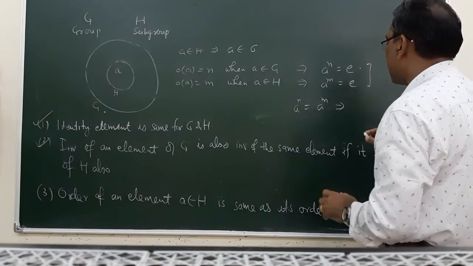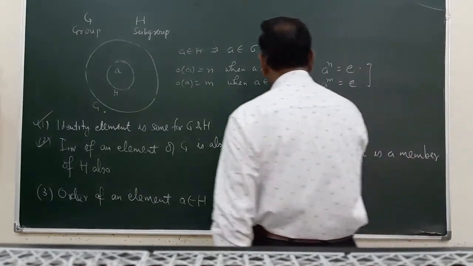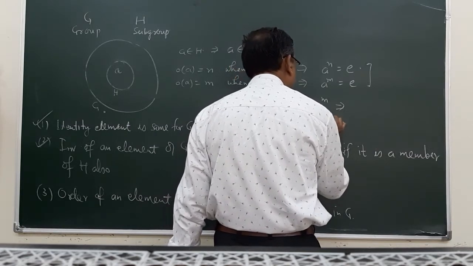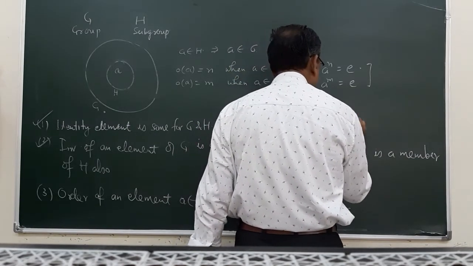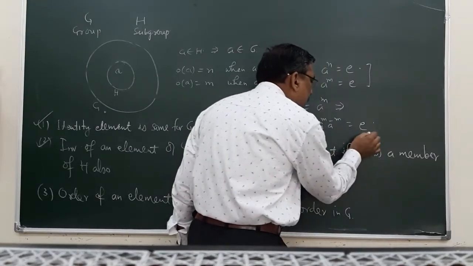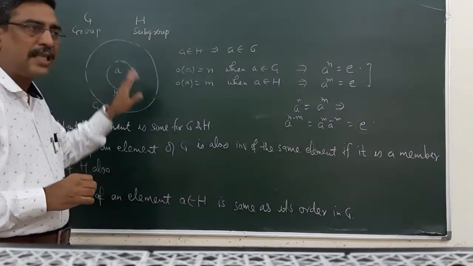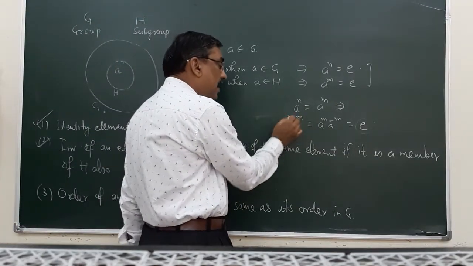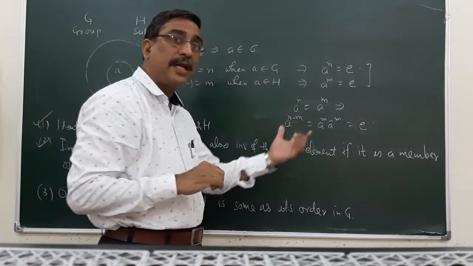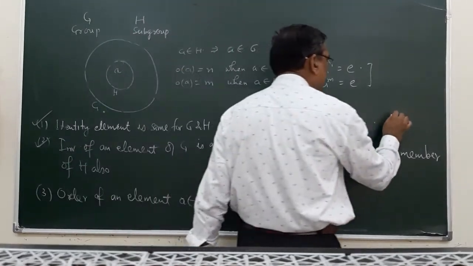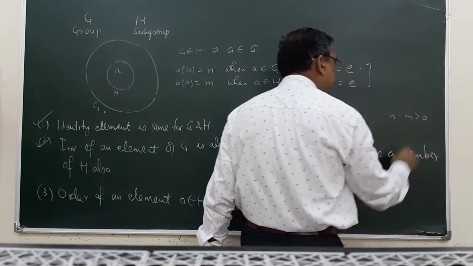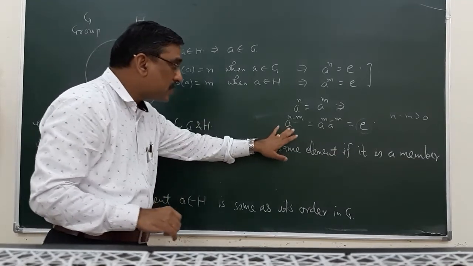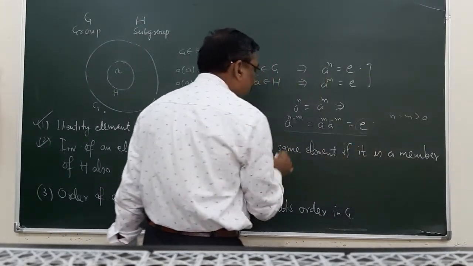Its inverse also exists, and we operate then by A raised to the power N. So we can write straightforward A raised to the power N, A raised to the power minus N is equal to identity. Identity belongs to H and G is the same, therefore A raised to the power N minus M. And we know N minus M is an integer, and any integer.